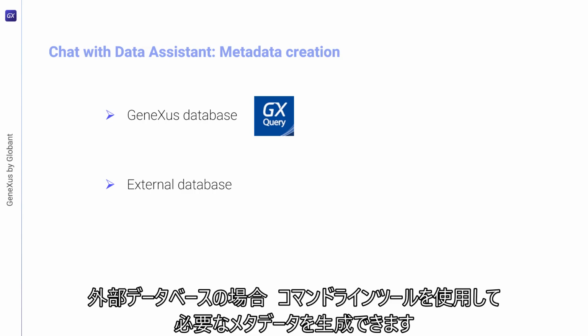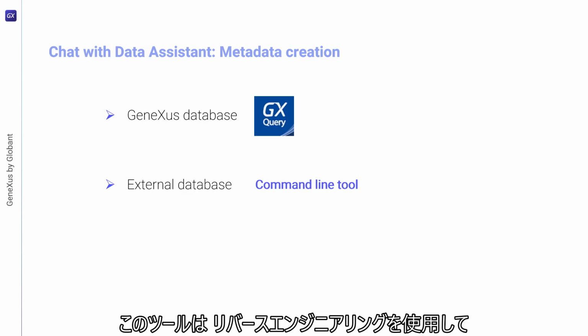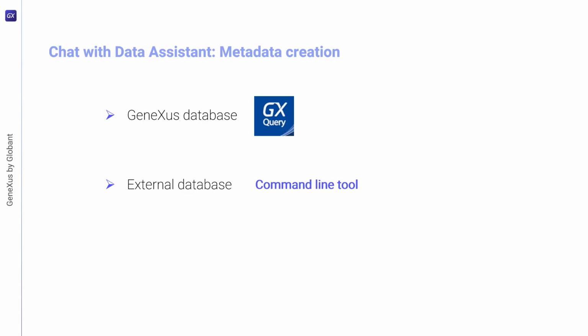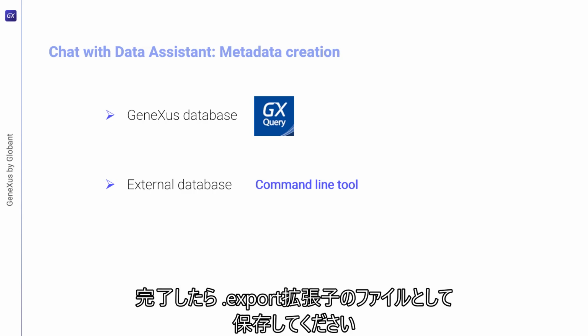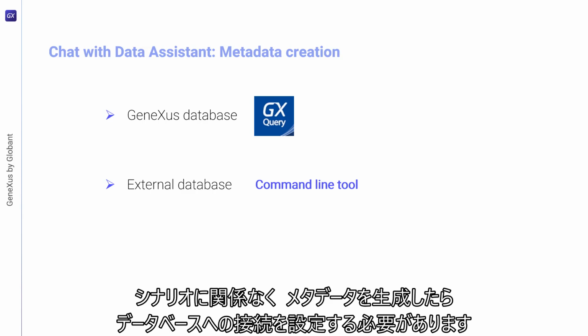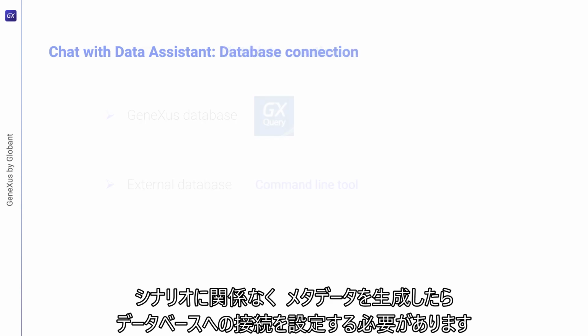In the case of an external database, a command line tool can be used to generate the required metadata. This tool uses reverse engineering to connect to the database and generate the corresponding metadata. Once this is done, it should be saved as a file with .export extension. Regardless of the scenario, once the metadata has been generated, the connection to the database must be configured.